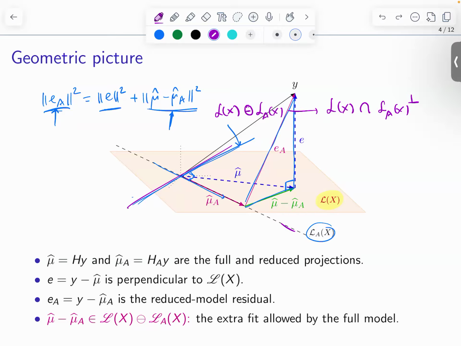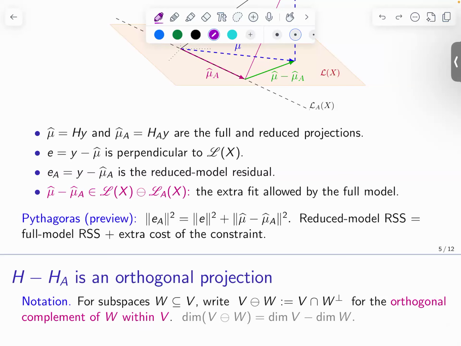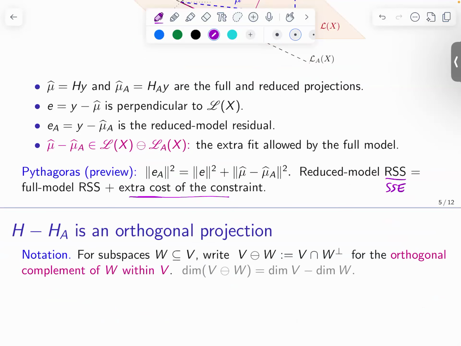We'll see this. But this subspace is interesting, and this is exactly the subspace that I don't allow. So this is my constraint. It's saying you're not allowed. It's like a forbidden subspace. So we get this Pythagorean theorem: the reduced model RSS, which we write as SSE, I believe, in this course and in the book, the sum of squares of error, is equal to the full model RSS plus the extra cost of the constraint. This is what the constraints are costing us in terms of the fit of the model.